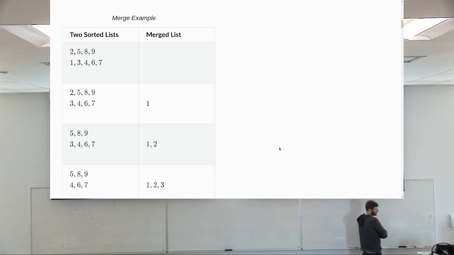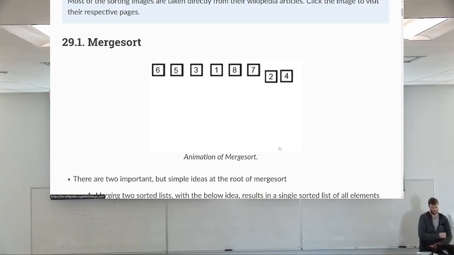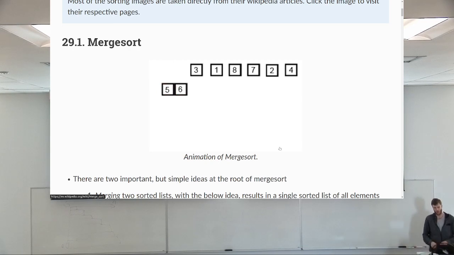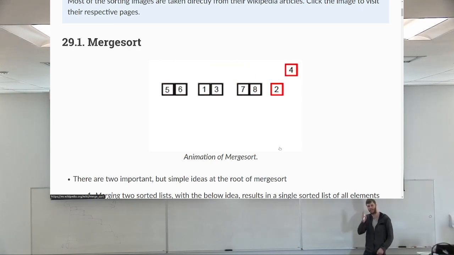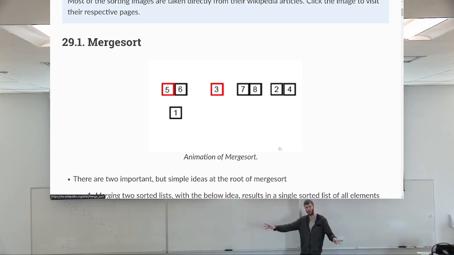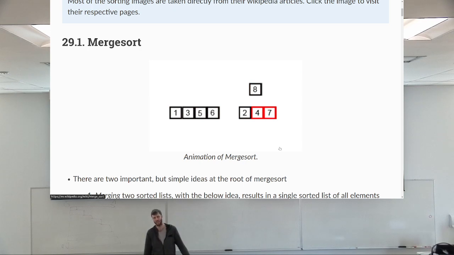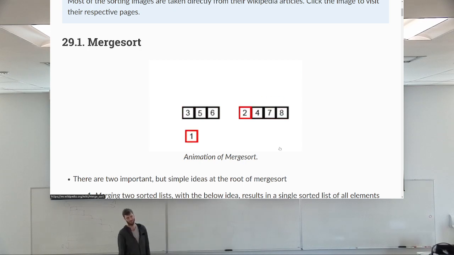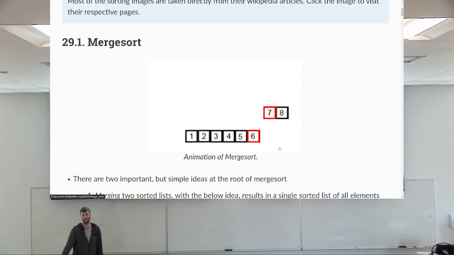Let's start by breaking all the lists down. We start with our collection, you cut it in half. Cut those in half, cut those in half, cut those in half until you end up with n lists of size 1. Okay? So now I have n lists that are all sorted. Right?